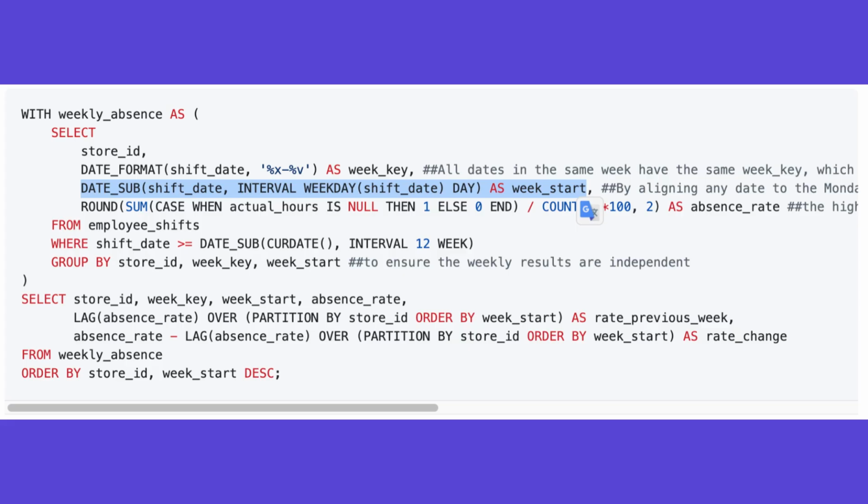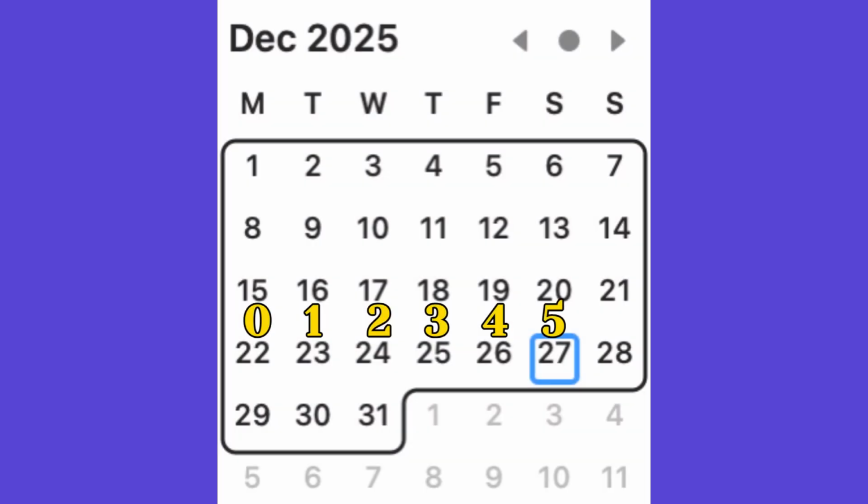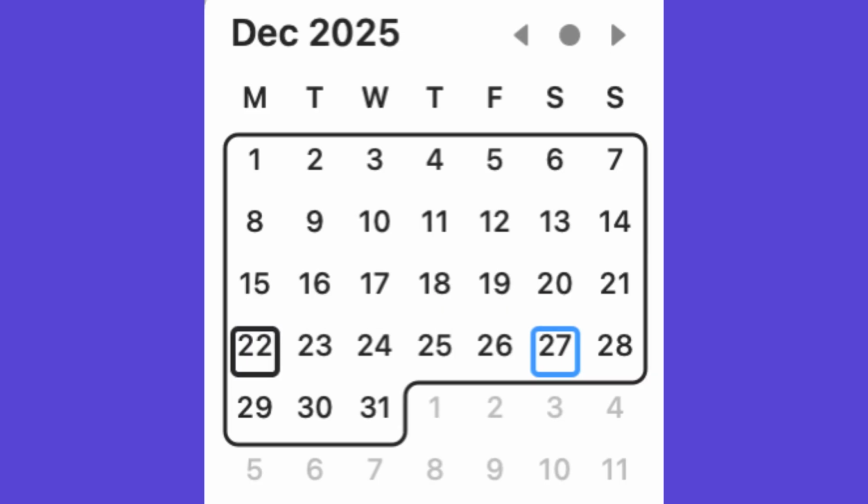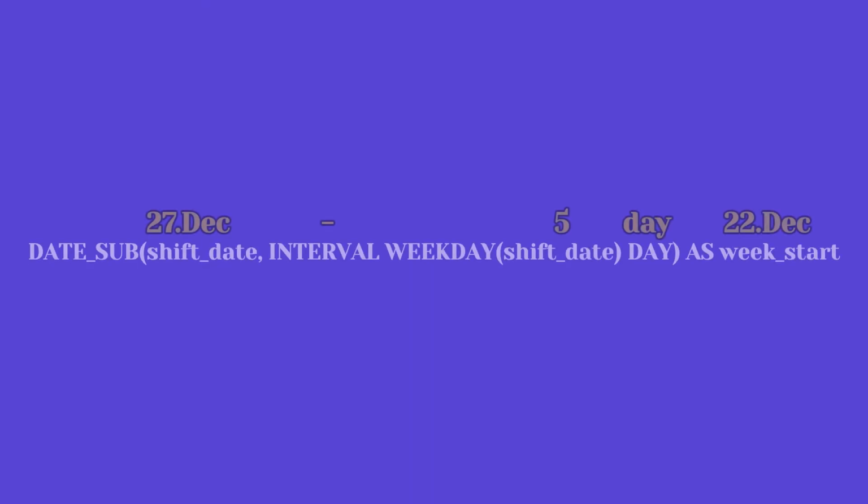Here's how it works. For example, if shift date equals December 27, 2025, which is a Saturday, then query weekday will return 5. Monday is 0, Tuesday is 1, and so on. So December 27, 2025 minus 5 days gives us December 22, 2025, which is Monday. This logic consistently sets Monday as the first day of every week.